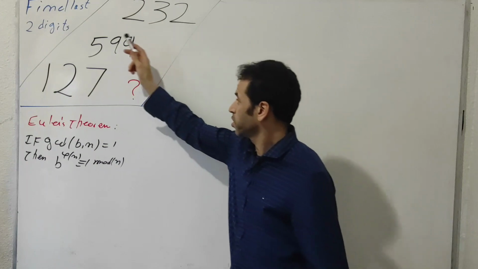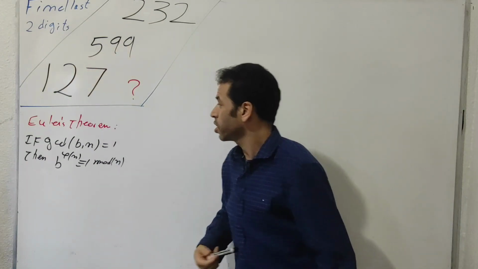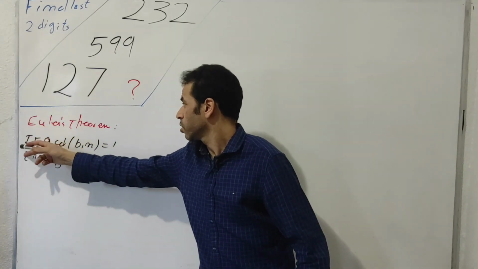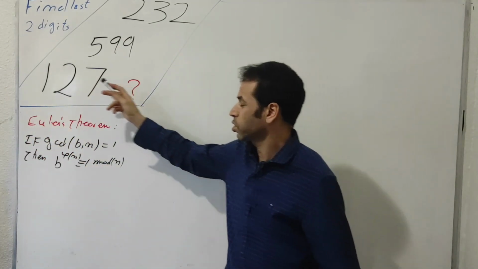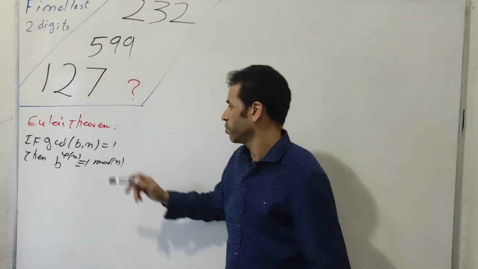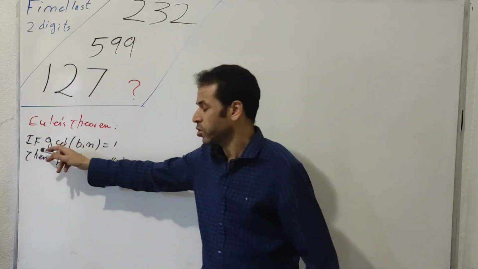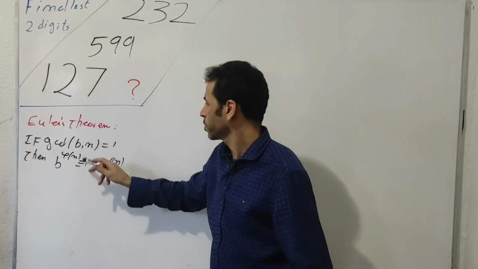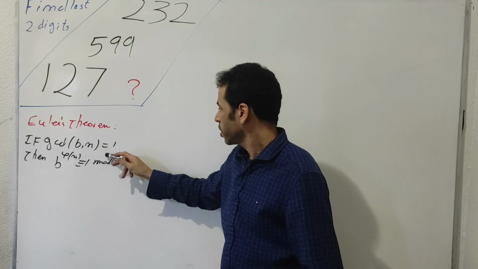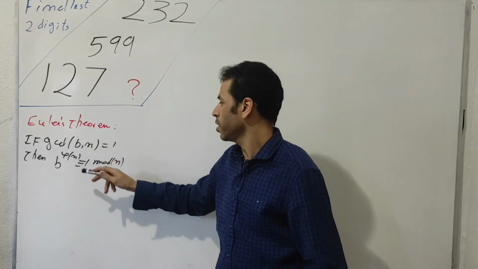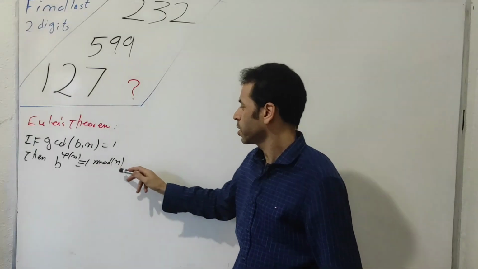So in order to find the last two digits of this number, there is a technique for that. The most useful and important tool that I'm going to use here is called Euler's theorem. Euler's theorem is written in this form: if GCD of the base b and n equals 1, then b to the phi of n is congruent to 1 mod n.